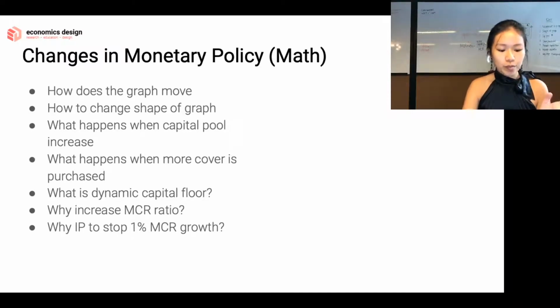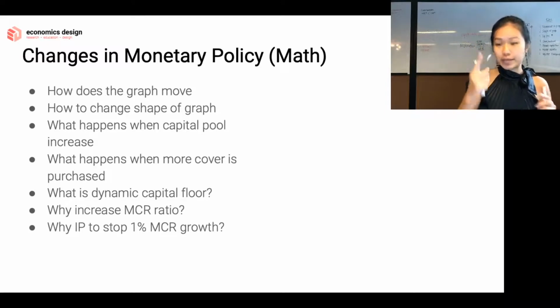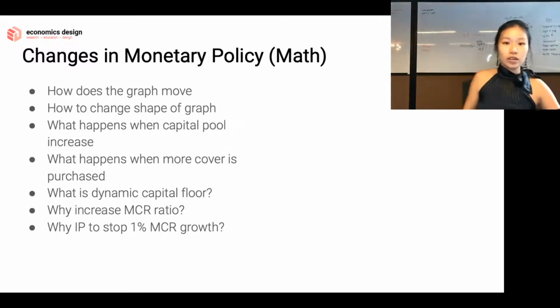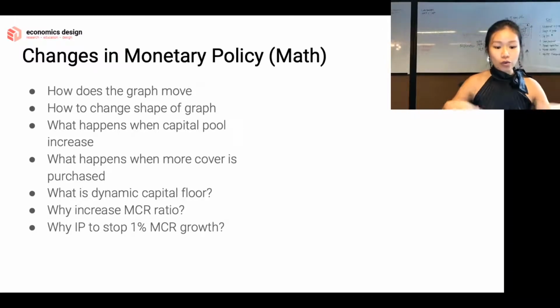Why does the improvement proposal want to stop the 1% MCR growth? I didn't talk about it just now, but one of the things that is embedded into the system is that for every 24 hours, the MCR will grow by 1%. So in general, the MCR will keep growing by 1% every 24 hours. That's the system that they created for Nexus Mutual.